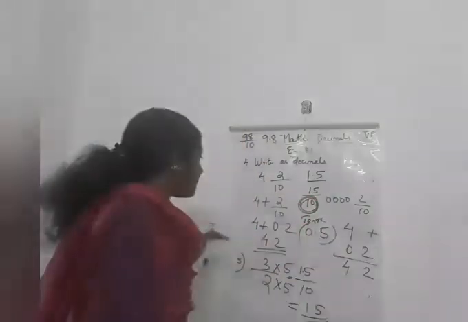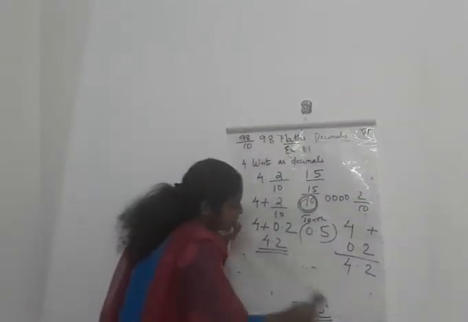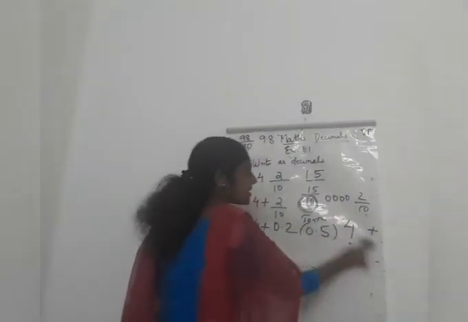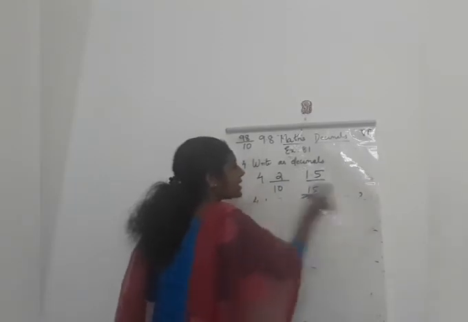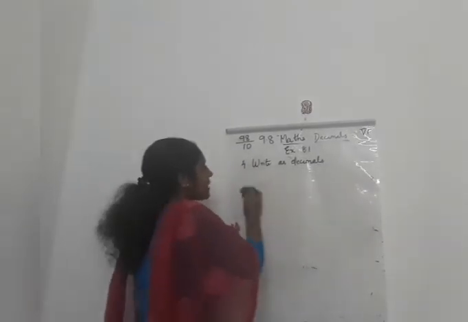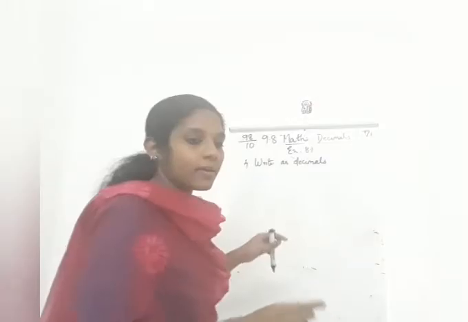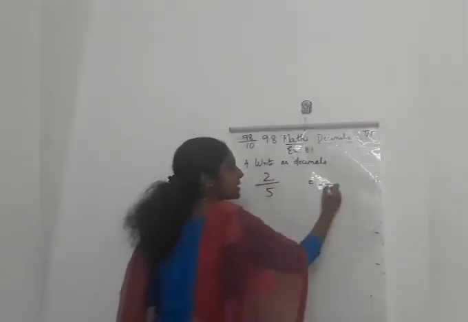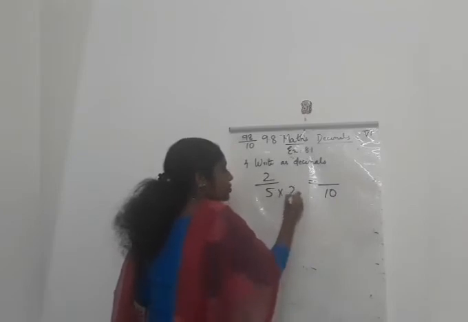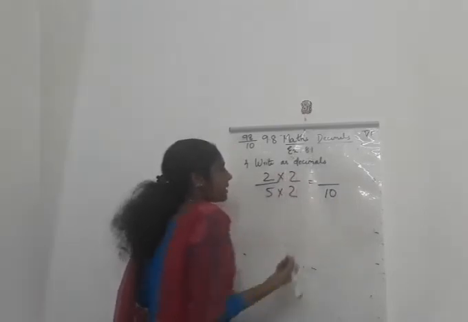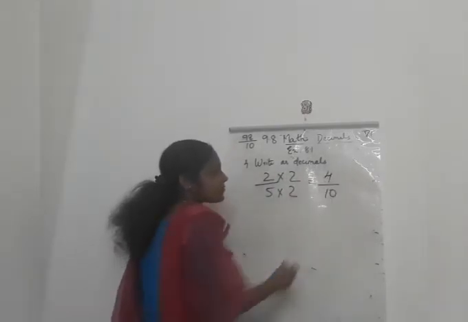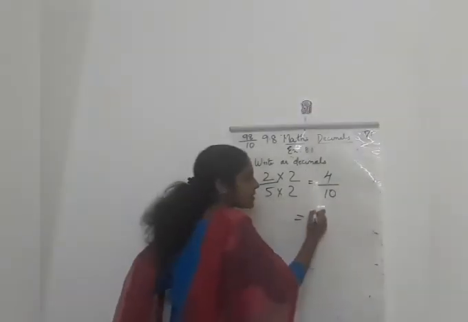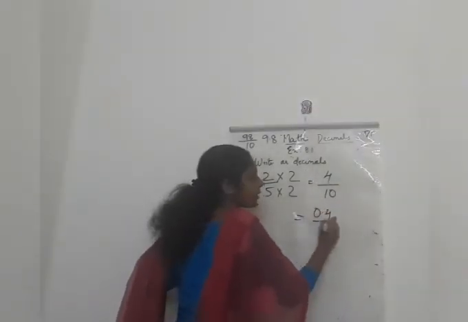Okay. Now next question is 2 by 5. 2 by 5 also you can do it easily. You have to make the denominator 10. 2 by 5, how will you make the denominator 10? 5 into 2 is 10. Multiply the denominator and numerator with 2. The answer is 4 by 10. 4 by 10 it is 0.4.